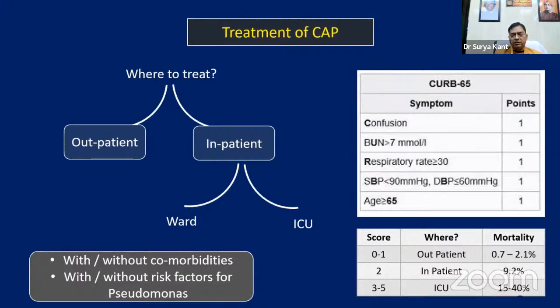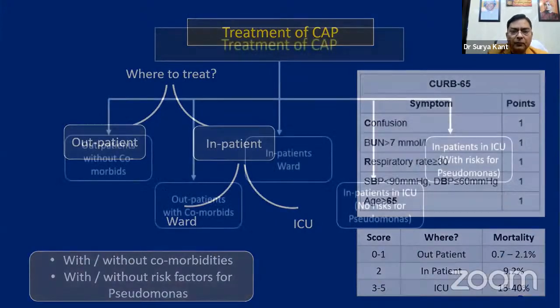After assessment of the pneumonia severity, we take the decision where this patient should be treated, on an OPD basis or hospitalized. If he requires hospitalization, should it be in the general ward or private ward, or in the ICU setting? So depending upon the pneumonia score, we will decide. We also look at whether this patient has only pneumonia or also has comorbid conditions like diabetes, hypertension, heart disease, lung disease, and whether there are risk factors for Pseudomonas, because pseudomonal infection needs special attention.